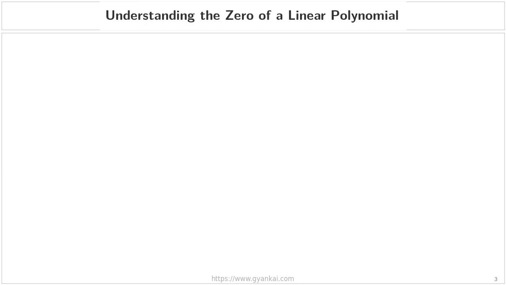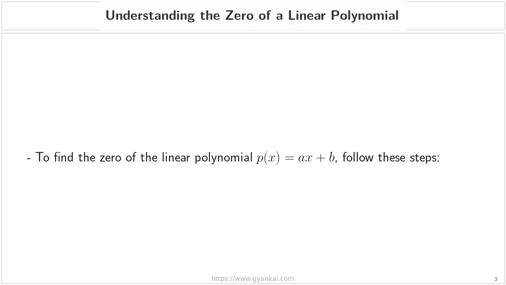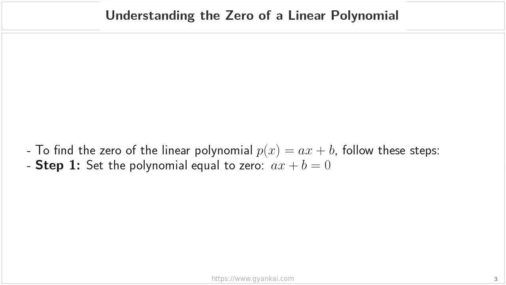Understanding the zero of a linear polynomial. Now that we understand what a linear polynomial looks like from our previous slide, let's walk through the actual process of finding its zero. If you have a linear polynomial, which we've written as p of x equals ax plus b, there is a very logical three-step method you can follow to find the value of x. First, step 1, we begin by setting the entire polynomial equal to 0. So, we write ax plus b equals 0. This is because, as we learned in the introduction, the zero is the specific value that makes the expression vanish.